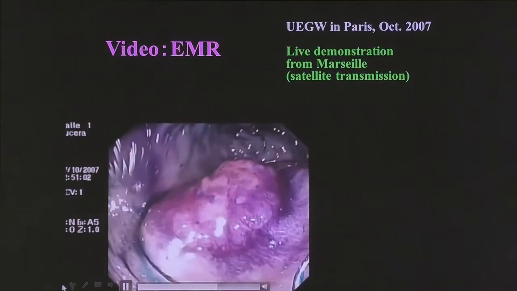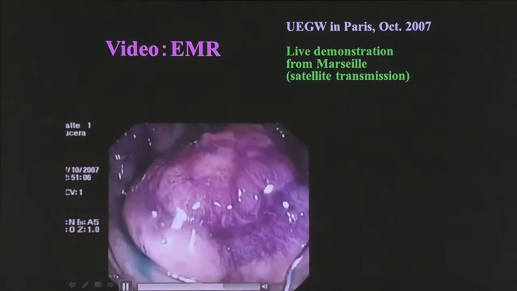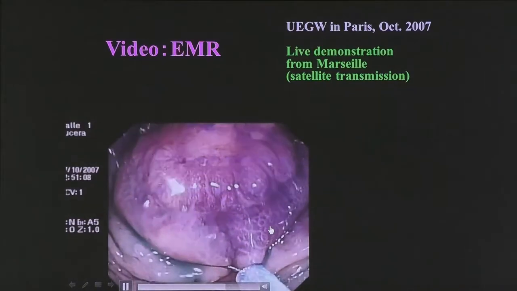And it is important to include normal mucosa, not only the lesion, but normal mucosa is very important.